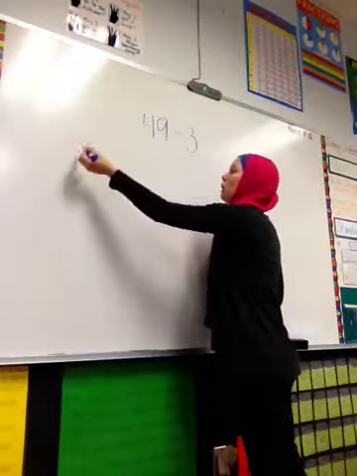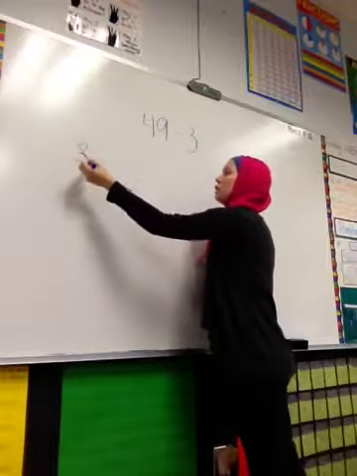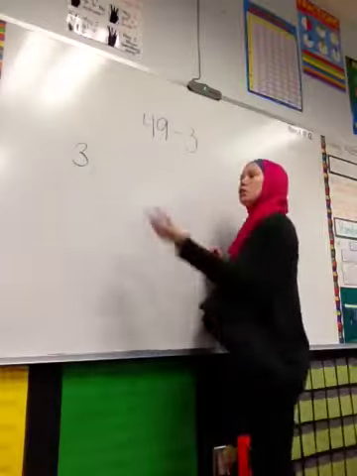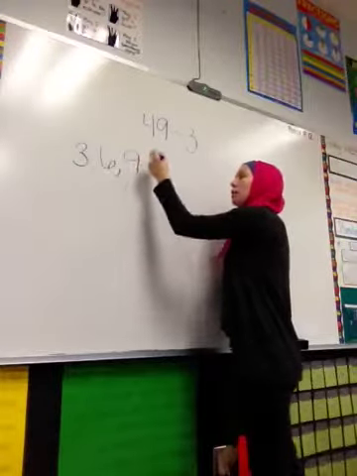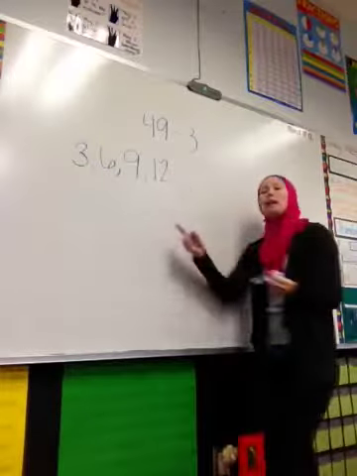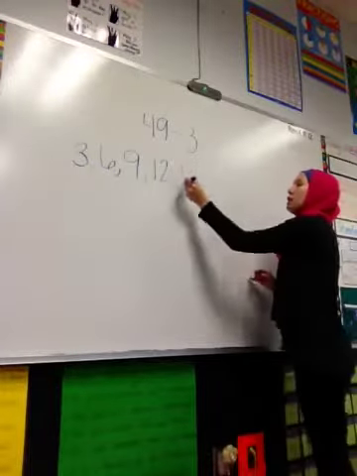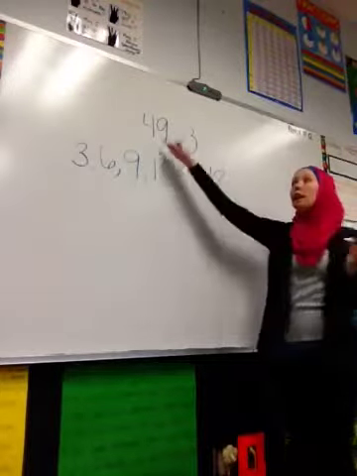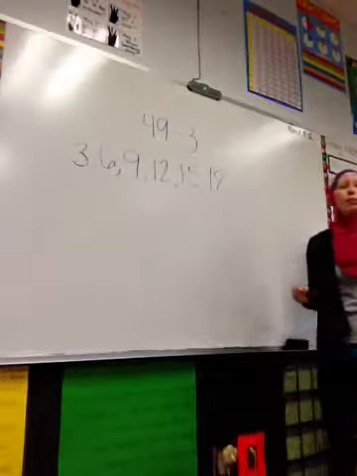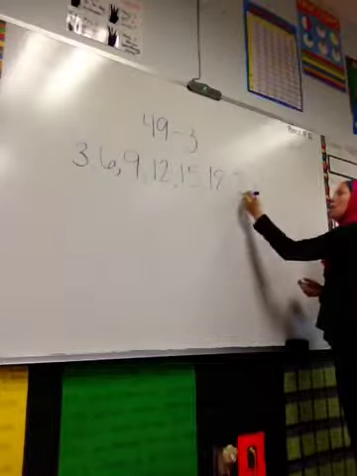So, we start with 3 times 1 is 3. 3 times 2 is 6. 3 times 3 is 9. 3 times 4 is 12. We keep going. 15. 18. Whenever I get higher than 49, I want you to stop me. I'm just going to keep going until you tell me to stop.